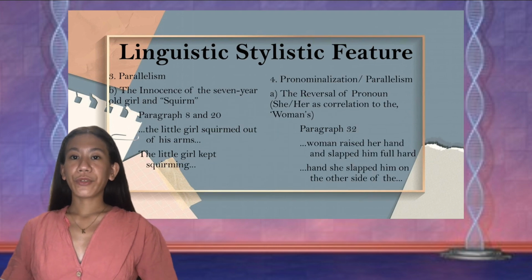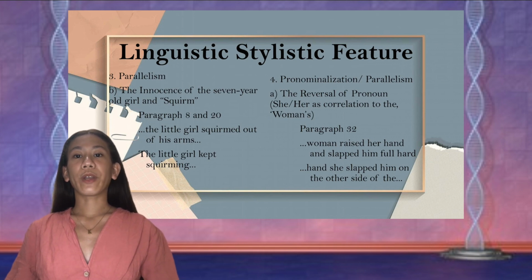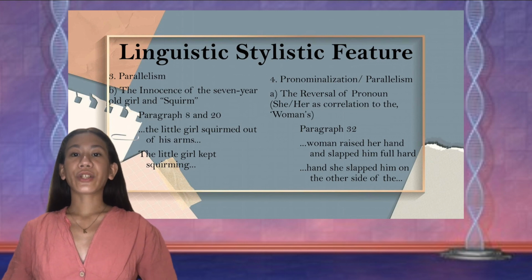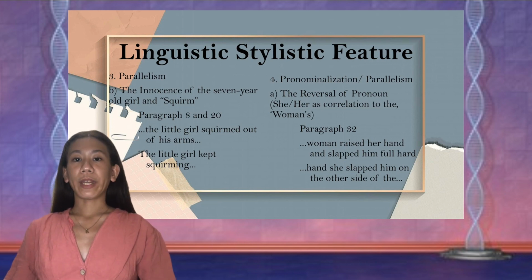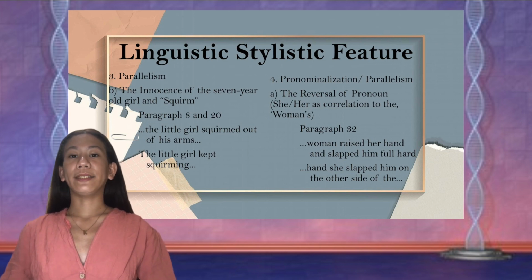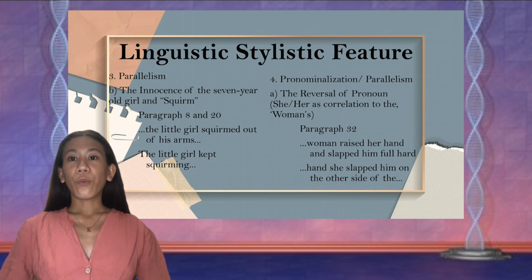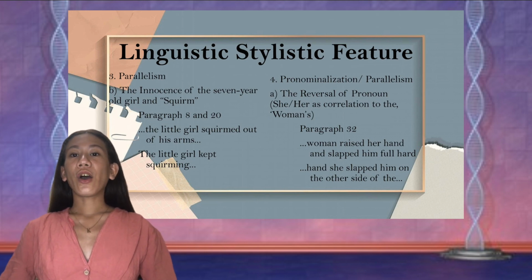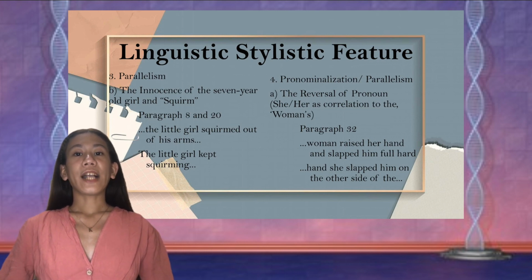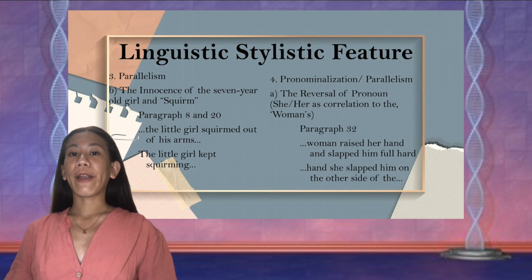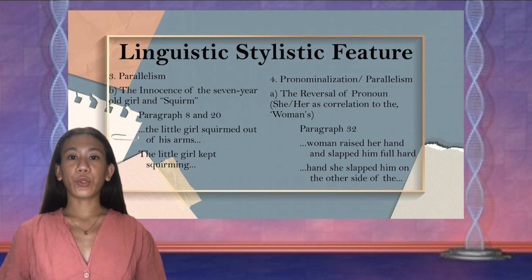Also, parallelism is used because of the innocence of the 7-year-old girl and her scream, which can be found in paragraphs 8 and 20, with the passage, "The little girl screamed out of his arms and laughed a little breathlessly, disturbed but innocent. The little girl kept screaming, for somehow she felt uncomfortable to be held." Here, screaming is defined as the twisting or wriggling of the body, which is frequently the result of anxiety, worry, or discomfort. As a result, the author emphasizes the innocence of the little girl, as she only expresses discomfort by screaming rather than knowing better and informing her parents about the sexual assault she was allegedly subjected to.